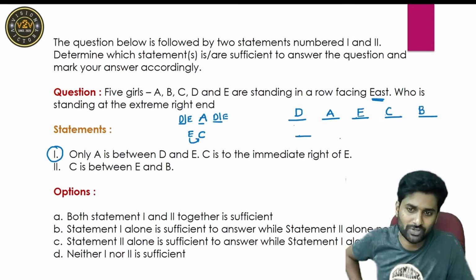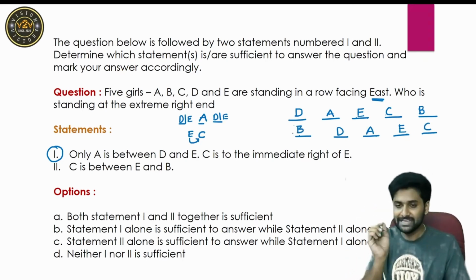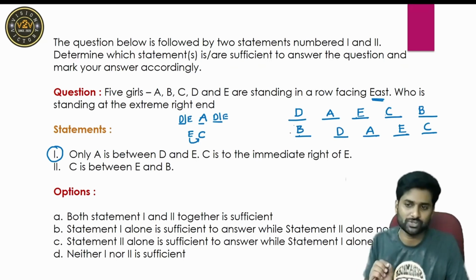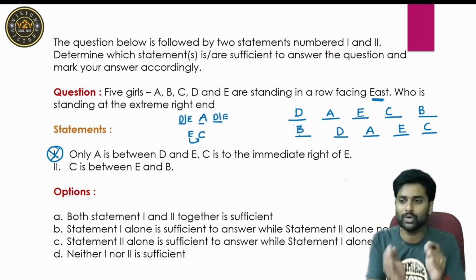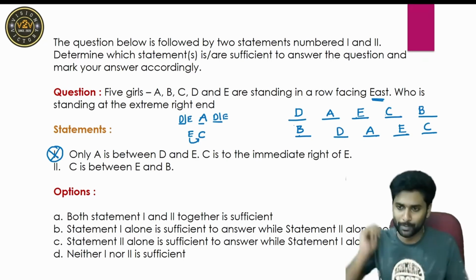But there is another possibility here. You can place D here, A here, E here, C here, and B must be at the extreme left end. So this information gives 2 different possibilities. That's why, based on statement 1 itself, we are not sure who is sitting at the extreme right end. Hope it's clear.